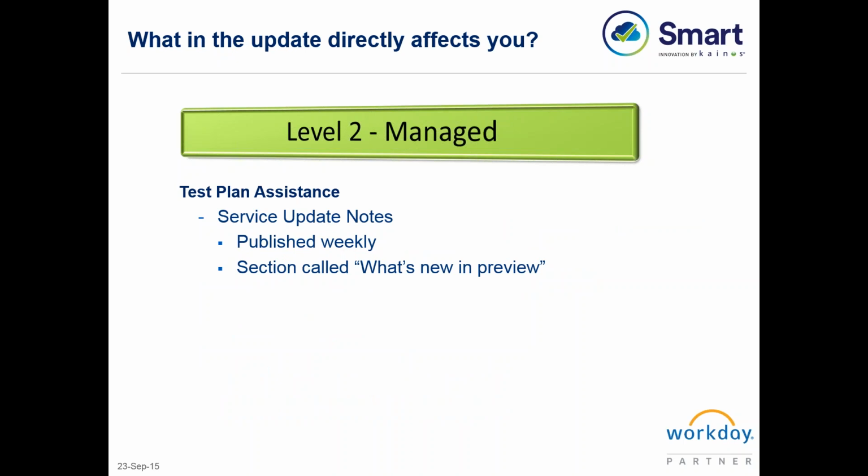So how can you find out what in the update directly affects you? I've learned a lot over the last few weeks, to be very honest, on where you can find this information. Some of it I knew, some of it I didn't know. Workday releases service update notes on a weekly basis. Within here, there's a section called What's New in Preview. This is obviously a really good place to go and look to see what's coming in the preview window. You can also see what's coming in the weekly updates in these update notes.